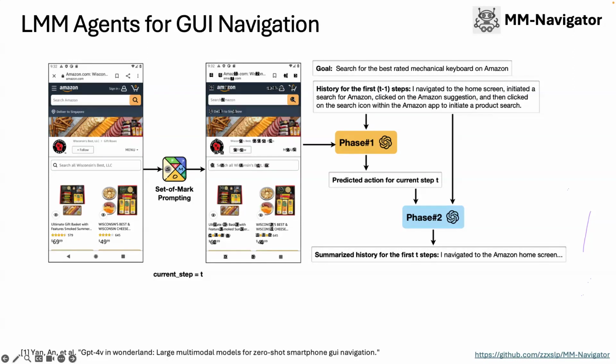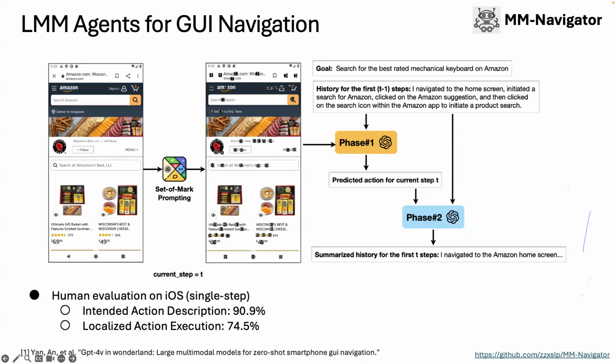And we conducted human evaluation on the agent's performance on iOS for a single step. Over 90% of the time, we see GPT-4V can output the intended action description, so click on what. And about 75% of the time, it can localize the action execution, so be right about where to click.